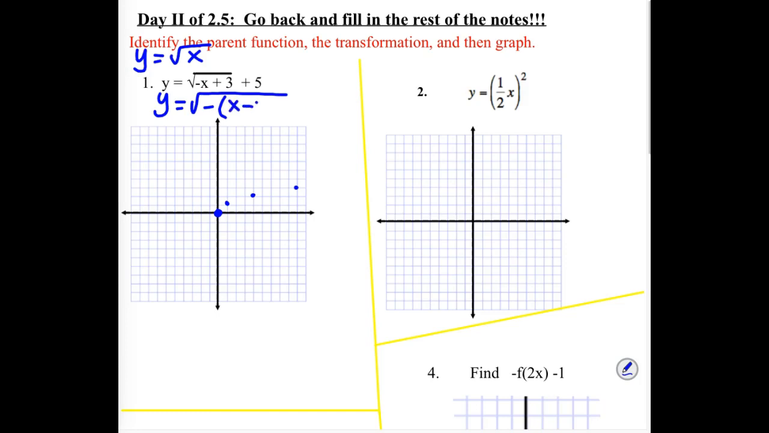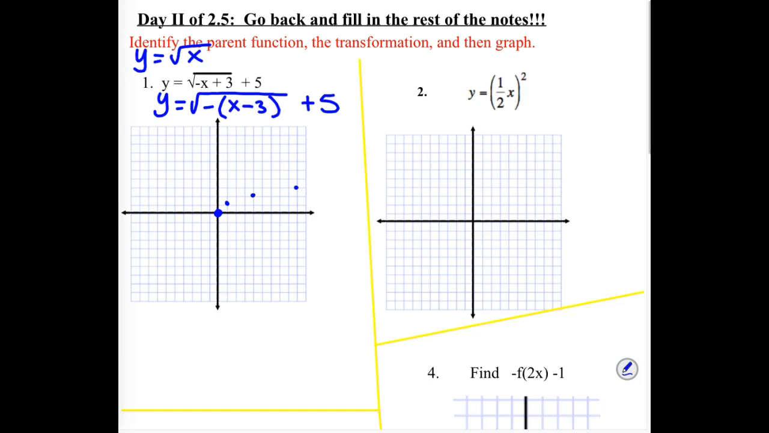Okay? Agree, disagree? Does that look okay? All right. Now does it match the format we said it should look like? Yes? No? What's our a value? That's the one that's outside. What's outside the square root symbol?